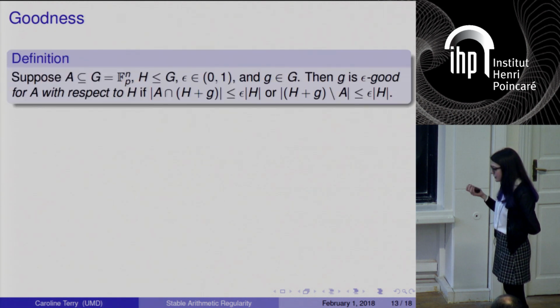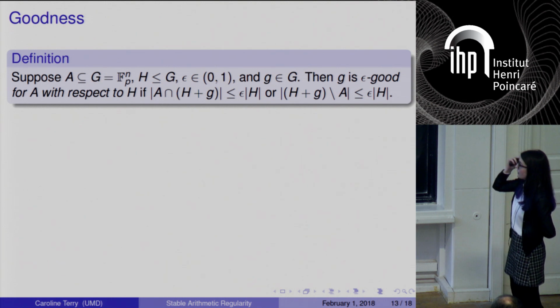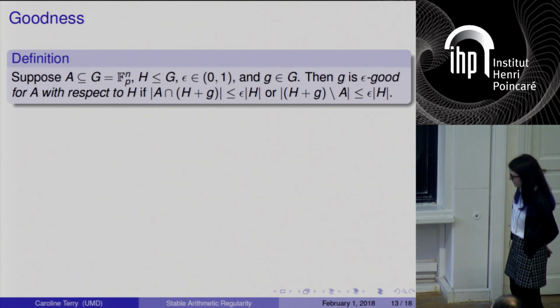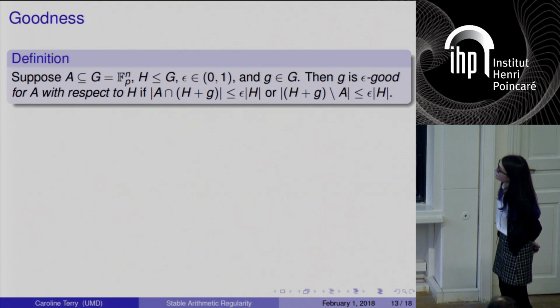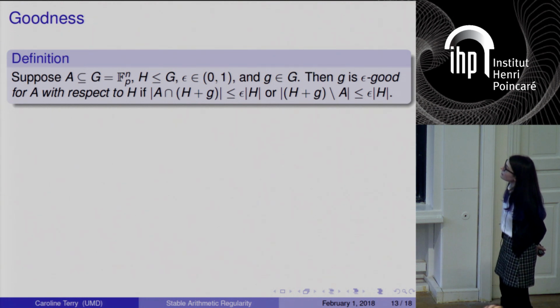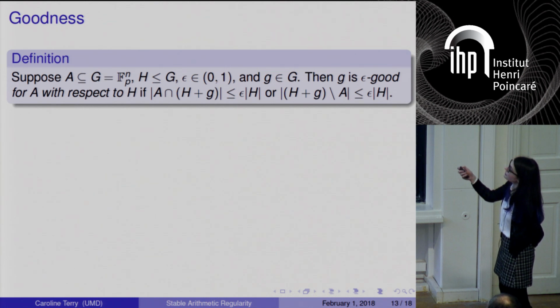Okay, so I need to give you some more definitions to state the results. Given a set A in the group, a subgroup H, an epsilon, and a g, I say that g is epsilon good for A with respect to H if the following holds. This is really a property of g and H. You could think of it as a property of a coset of H.